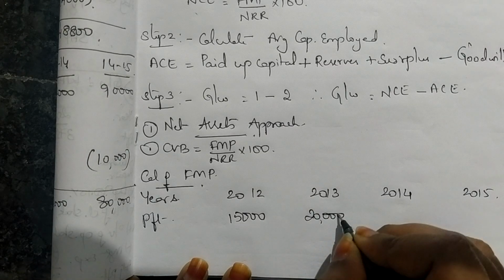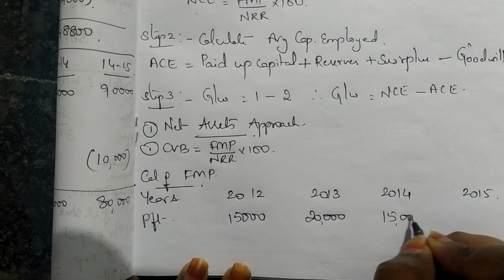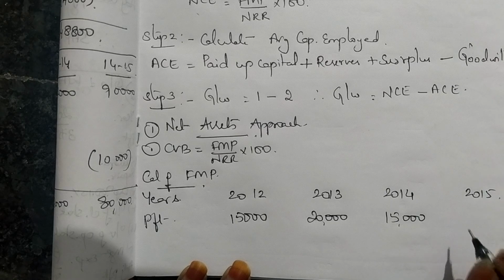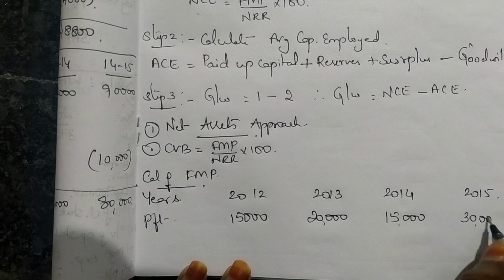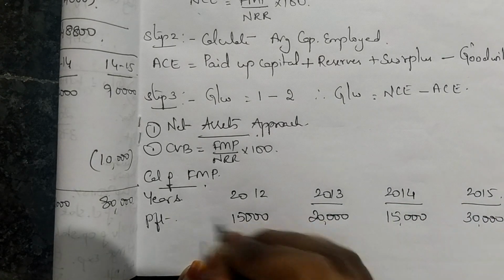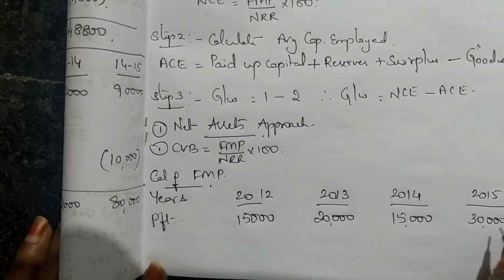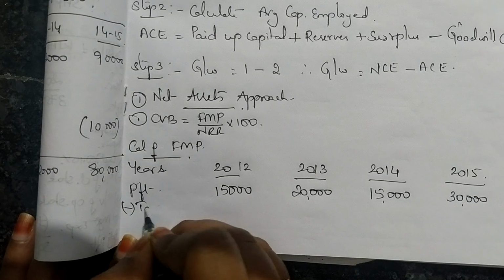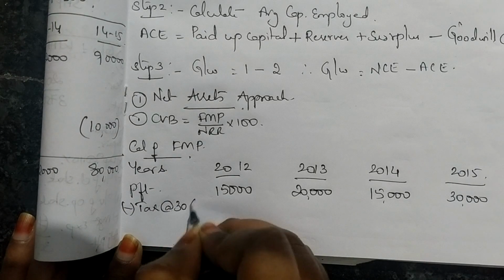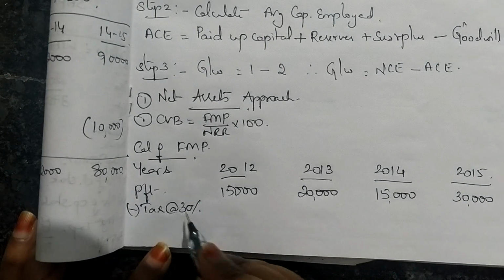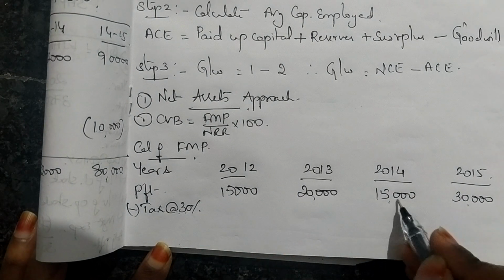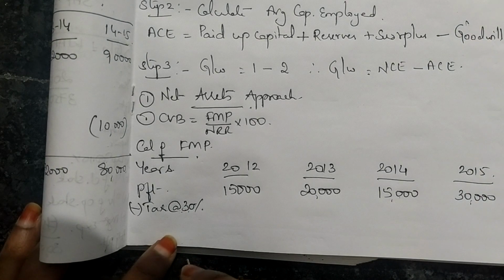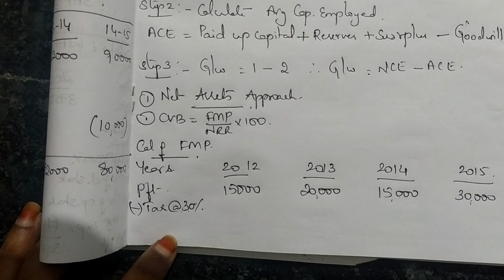20,000, again 15,000, and then the last one is 30,000. So all these profits are before tax. No other adjustment is given. So I simply minus tax at 30%. Okay, 15,000 at 30%, 20,000 at 30%, 15,000 at 30%, and 30,000 at 30%. That is how you have to calculate. So do one by one.